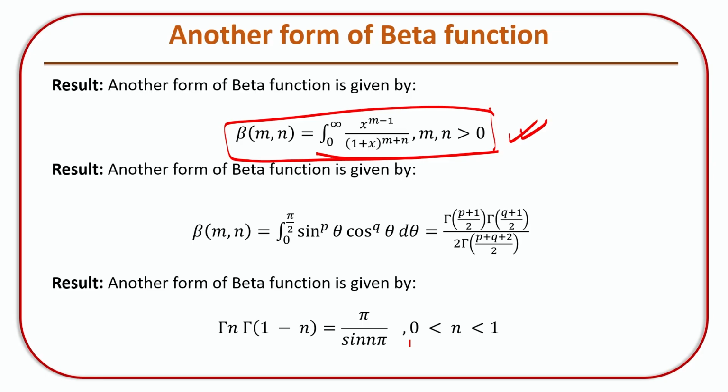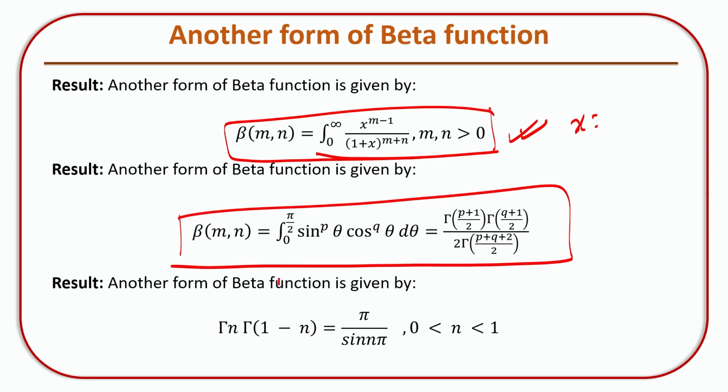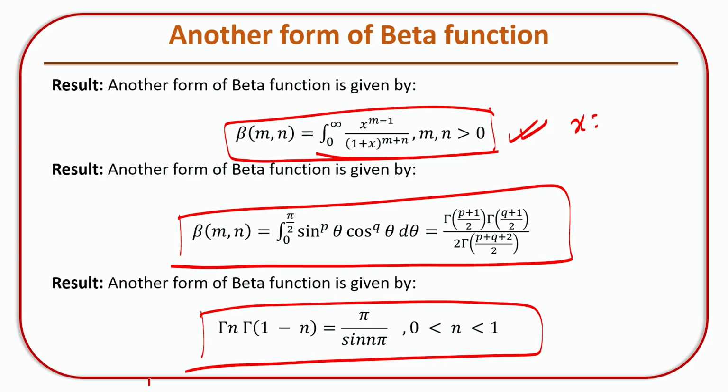Put the appropriate x equal to this function, and you will find out that the form is coming out in the right way. Similarly, this is another form, and by evaluating, beta(m,n) can be written as gamma((p+1)/2) gamma((q+1)/2) divided by 2 gamma((p+q+2)/2). And similarly, this is another form, and the relationship between the gamma and beta function.